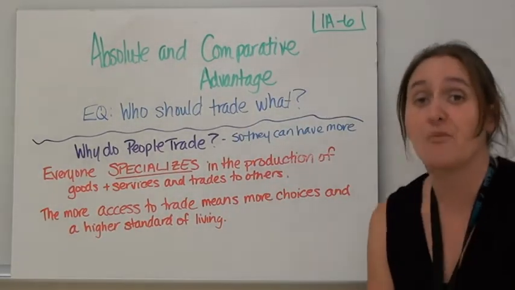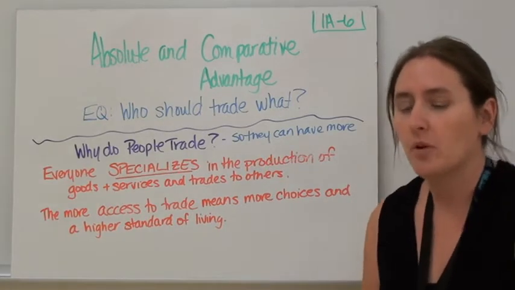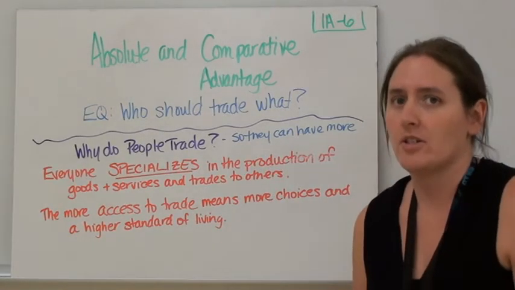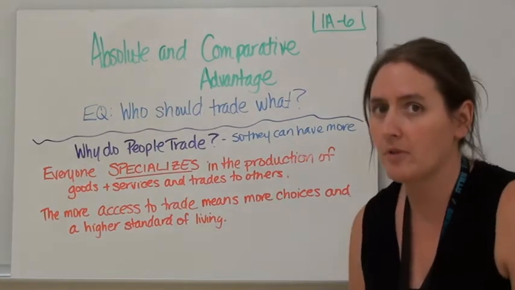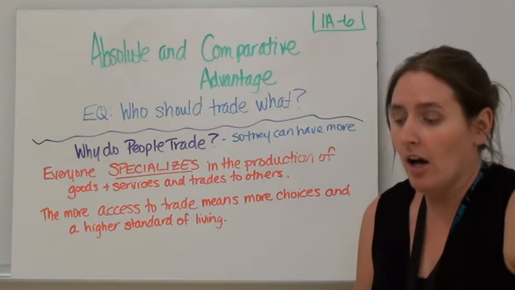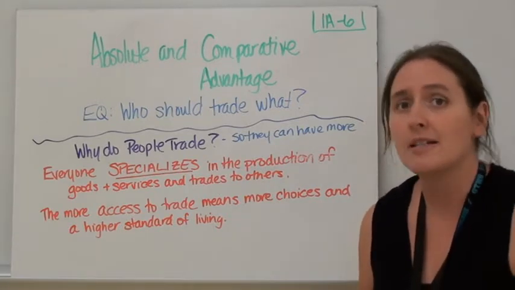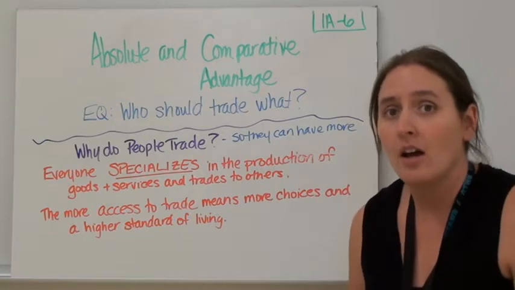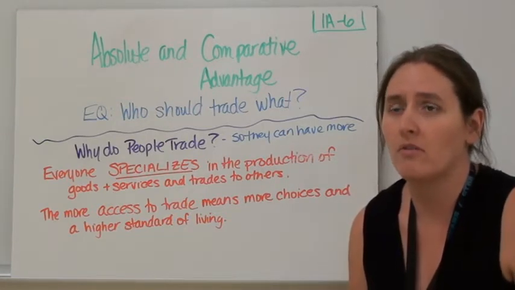This is the lesson on comparative advantage, and in this one we're looking at who should trade and what they should trade. So first, just to talk about why do people trade. If you think about it, if people didn't trade anything at all, we didn't buy, we didn't sell, nobody traded anything, then you would only have the things that you make yourself.